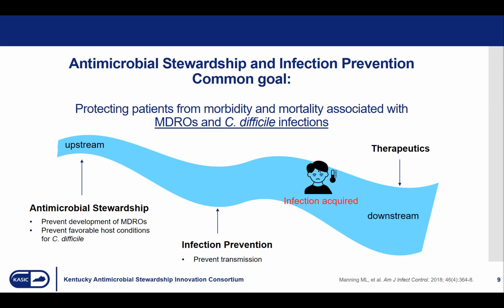And then later down the line, infection prevention certainly helps prevent transmission of those infections. And if an infection is acquired despite all our efforts, the patient really just has to be treated for that infection, and therapeutics are our last line, kind of downstream option to help save that patient from any complications of that infection. And like I mentioned before, there's not a whole lot of new antibiotics coming down the pipeline, so that just makes our efforts upstream that much more important.